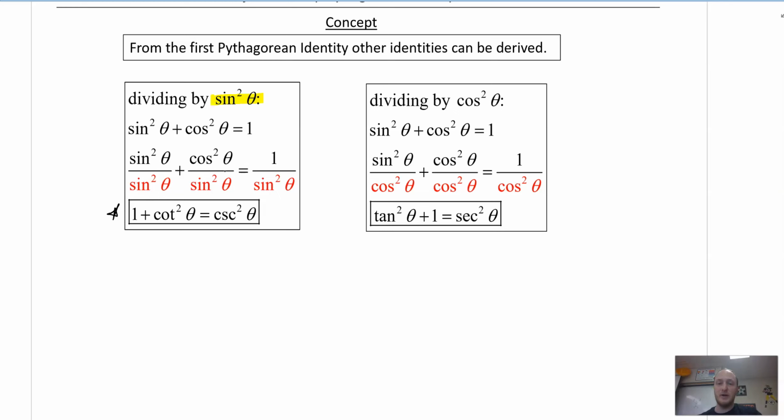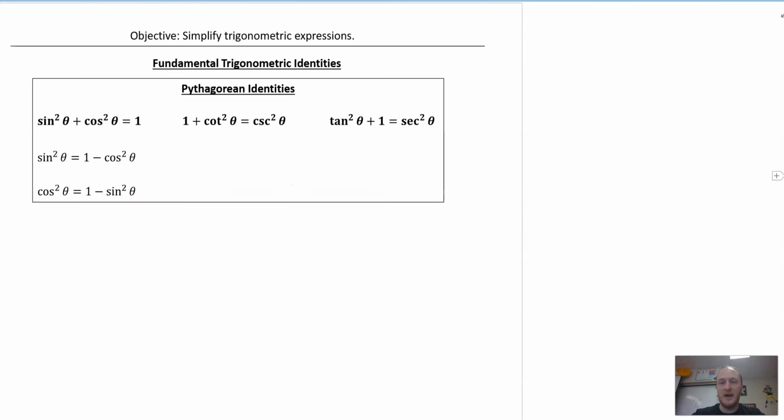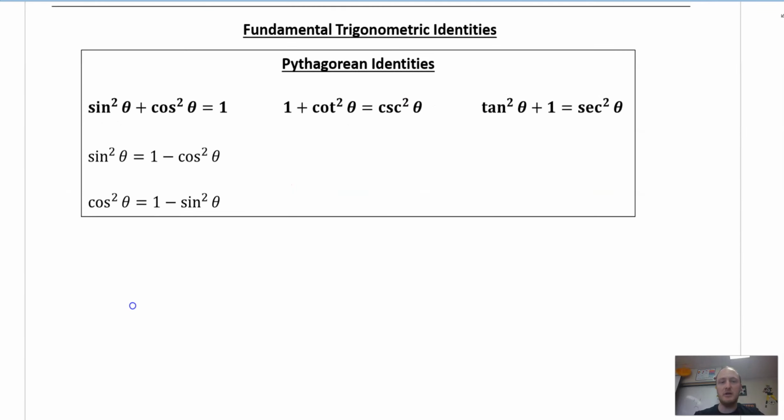And then the third Pythagorean identity is by doing the same kind of thing. Now I'm going to divide everything by cosine squared theta. So what is sine squared divided by cosine squared? Well, that's tangent squared. And what's cosine squared divided by cosine squared? Well, that's 1. And then 1 divided by cosine squared is secant squared theta. So here's your third one. And this brings us to our Pythagorean identities, and they're here in bold.